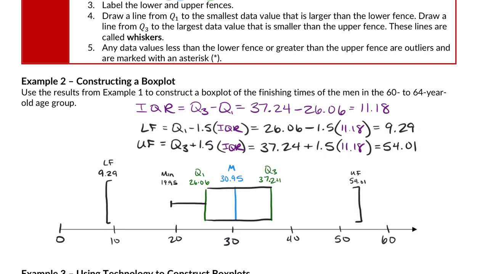We're going to do the same thing on the other side. Draw a line from Q3 to the largest data value that is smaller than the upper fence. So what was our maximum value? 54.63. Is that smaller than my upper fence? No. So look back at the data. What is the next largest value? 49.17 is what I'm going to put in here. So here's 49.17. We go there. It is the next largest value since my actual maximum was outside of the upper fence.